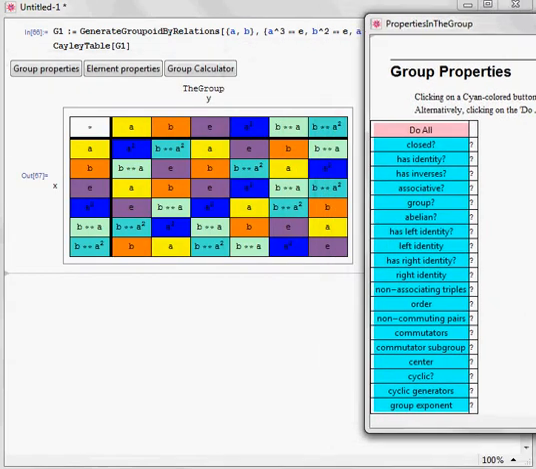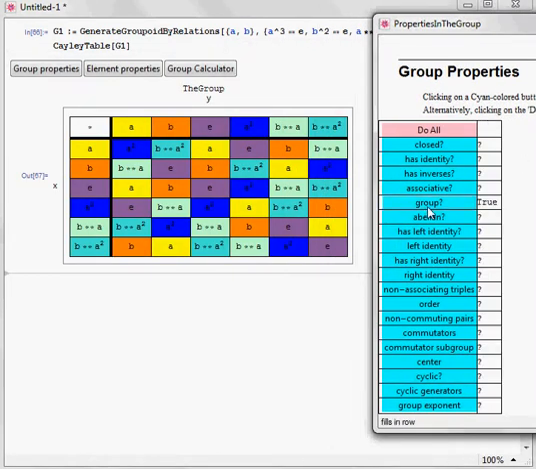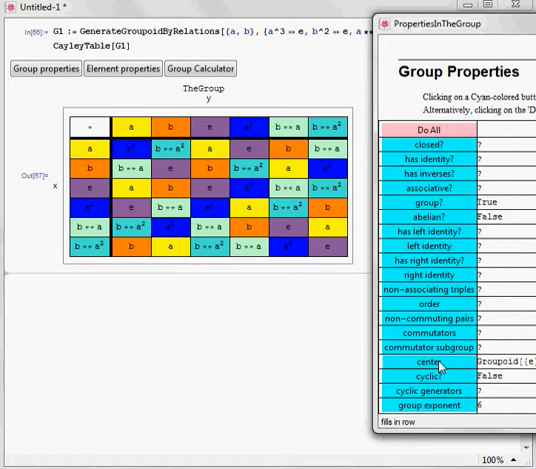You can look at the group properties. It's not an abelian group. It is not cyclic. Exponent is 6, I think. It has a center. No, it's 1. Yeah. Okay.